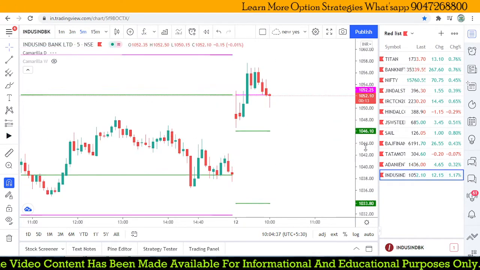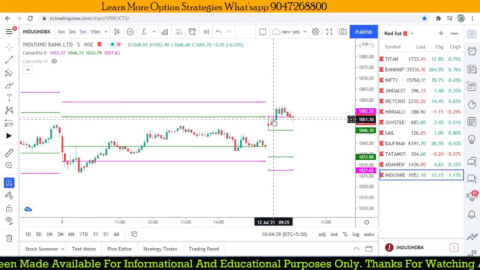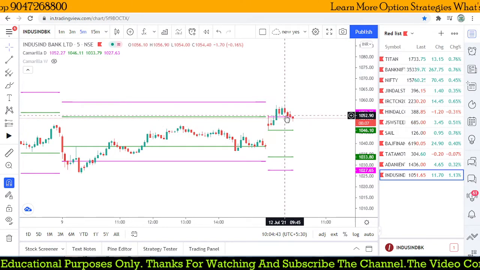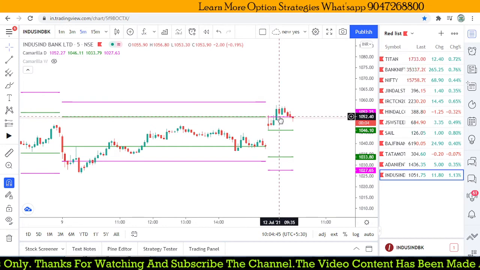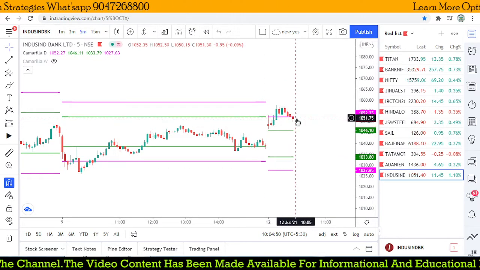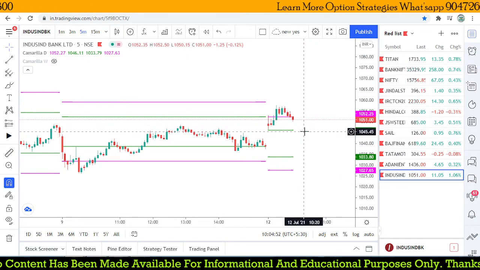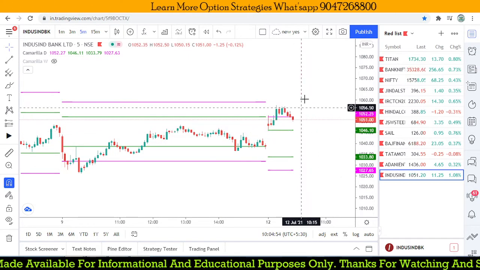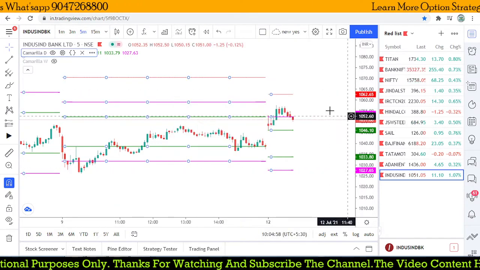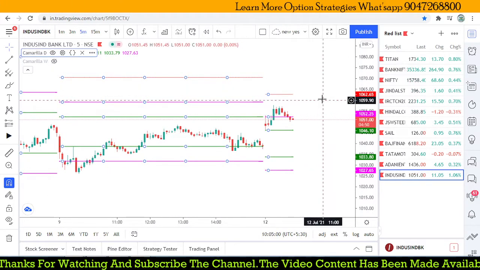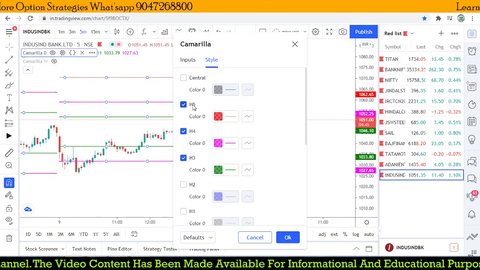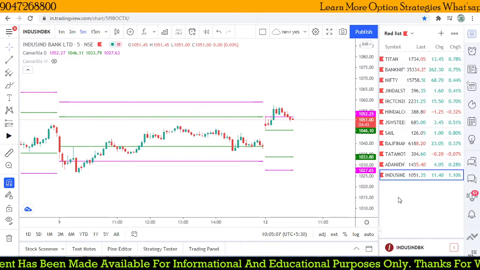IndusInd Bank yesterday did not give any target, and today on opening itself it broke out and gave a breakout. The previous day's R3 and today's R4 are the same, so this breakout may work very well. We take an entry around 1052 with a stop loss below 1045, and we may expect the target over H5, that is 1062. That is another intraday opportunity available on IndusInd Bank.